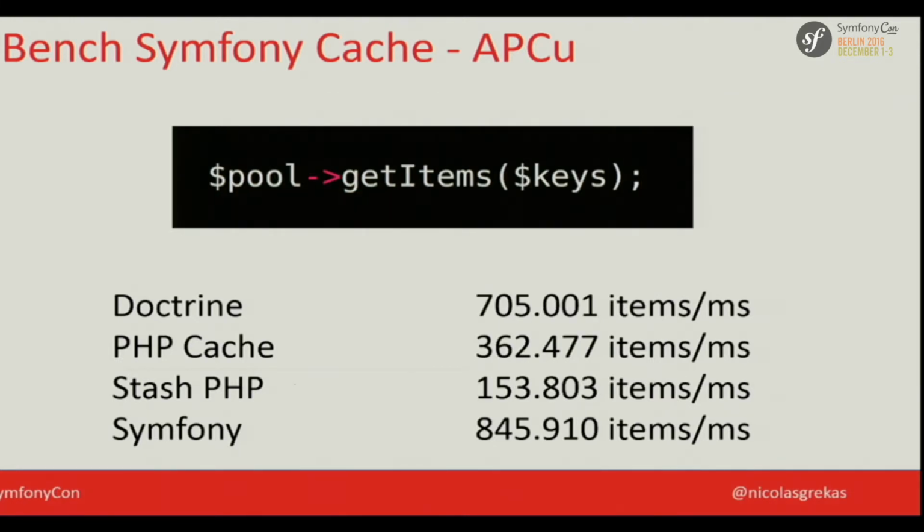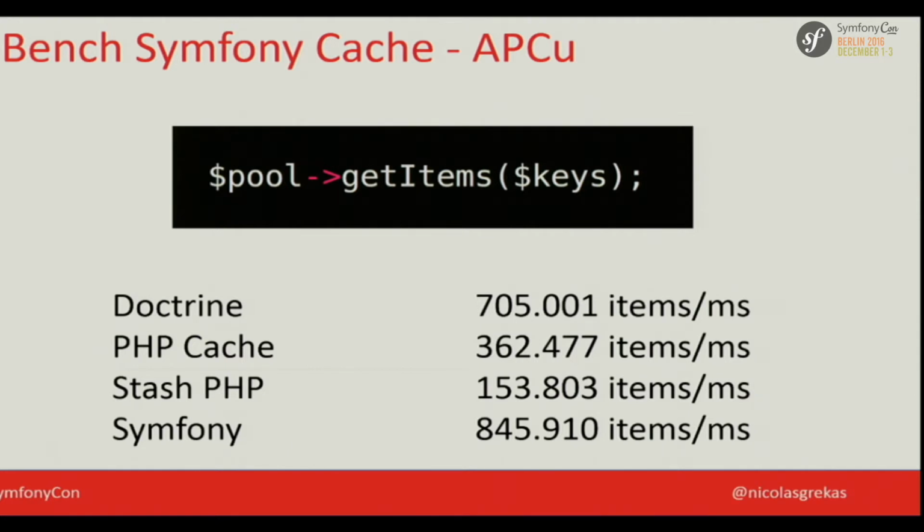Another use case is getting several items from the cache at once. So this one is asking for 100,000 items at once. We get 700 items per millisecond with Doctrine. Same number with PHP Cache, same as before. With Symfony, it's faster. With Stash, it's also faster. So they are leveraging some way to do that. Yet, I put APC on the slide because it really depends on the actual implementation.